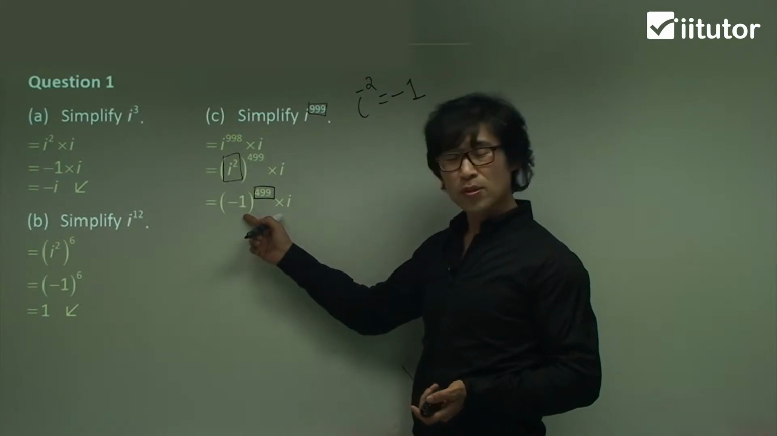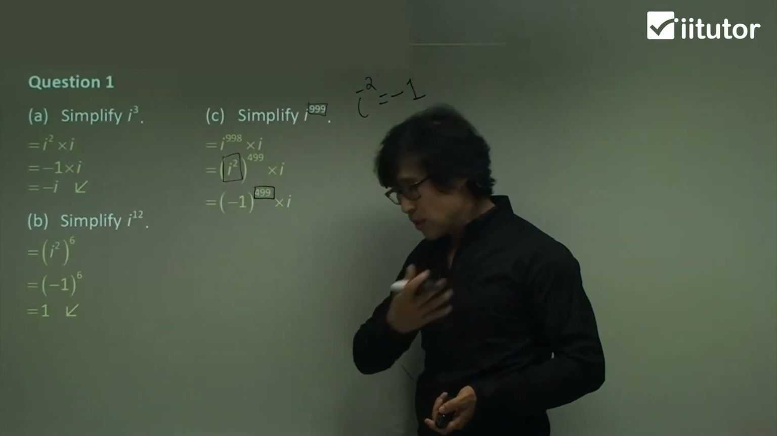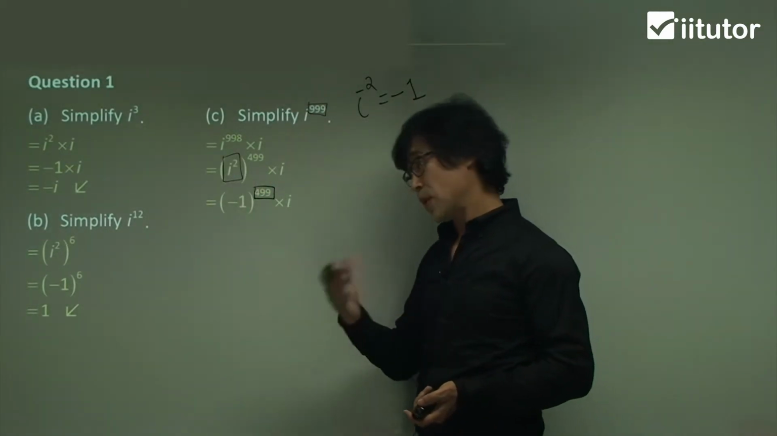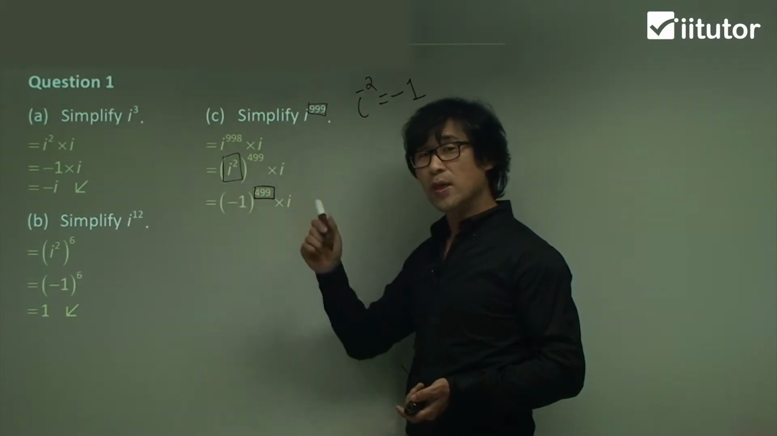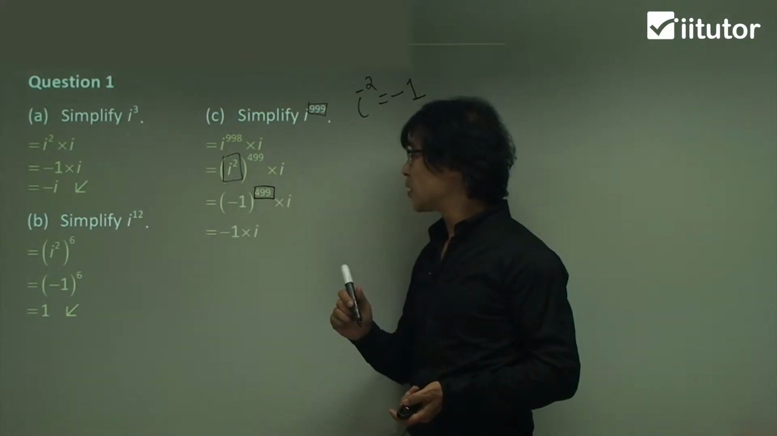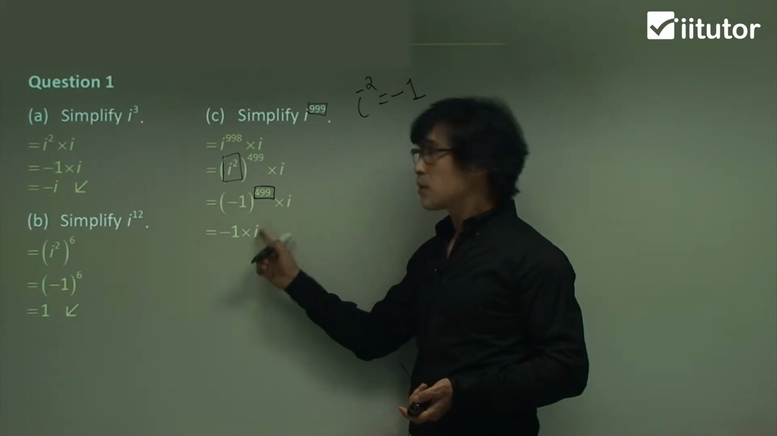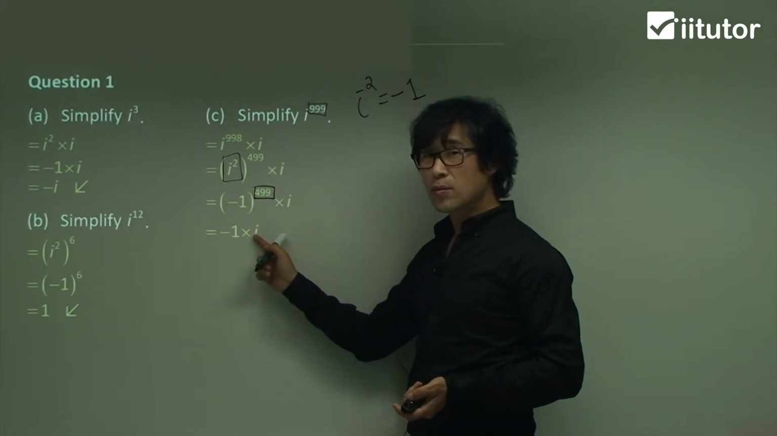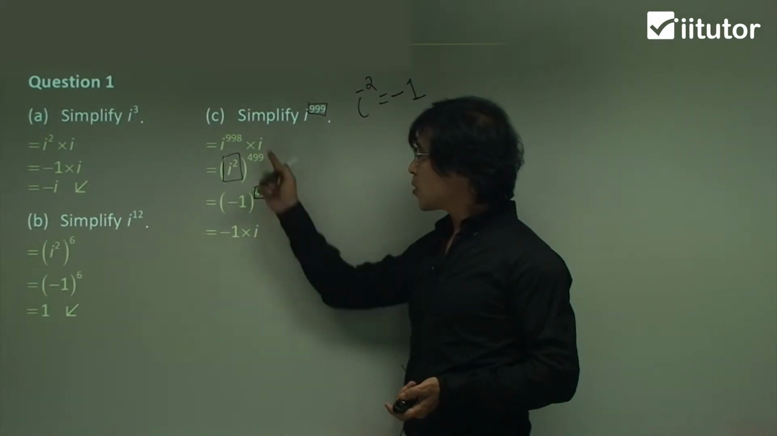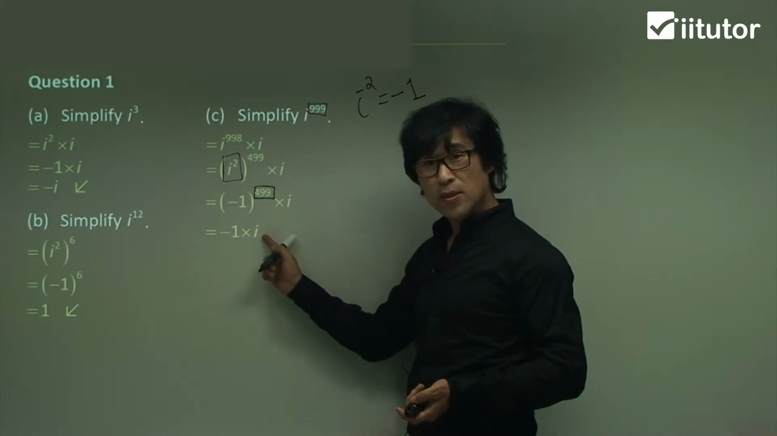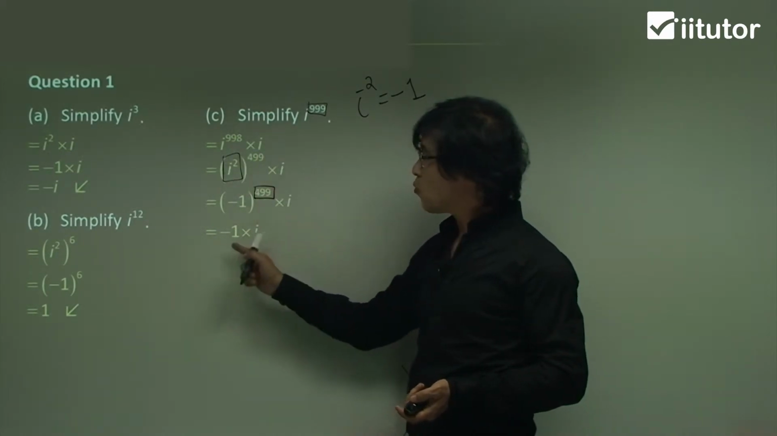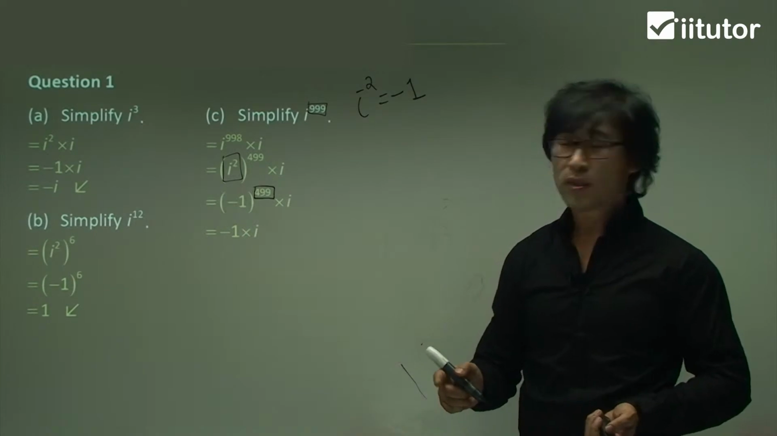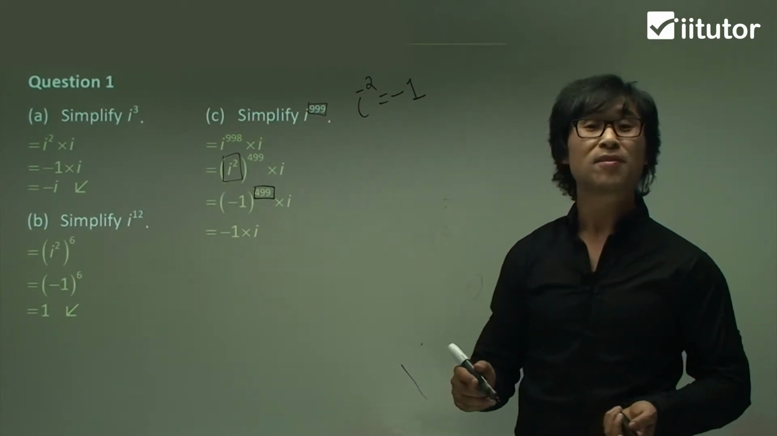Can you see that? So you do not have to calculate 999 times, but we know how to do it, which is -1 again. Okay, so i is there. i just keeps following along without any working, because that is an imaginary number, and we are only working with the coefficient. So the answer is -i.